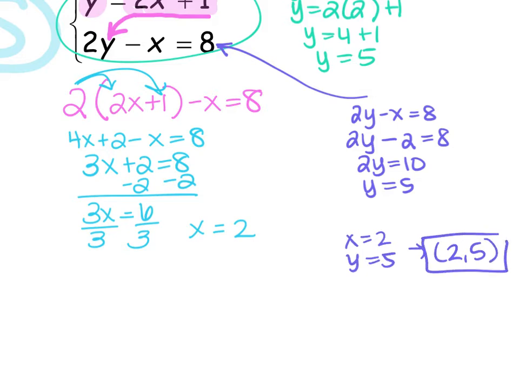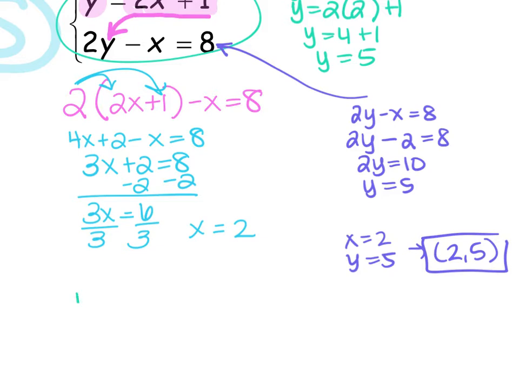Now, the great thing about solving a system of equations, when there is a solution, is you can know for sure that your solution is correct by checking your answer. Okay, so the solution is that x equals 2 and y equals 5. If I plug those values into both of the equations from the system, and both equations are true, then I know my answer is correct.